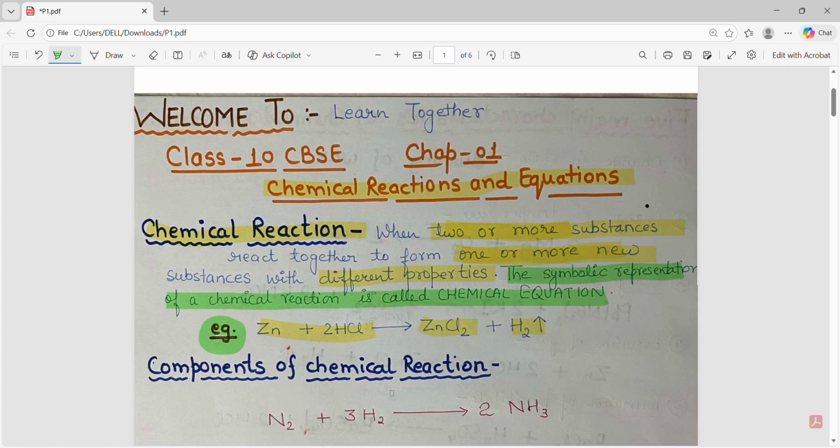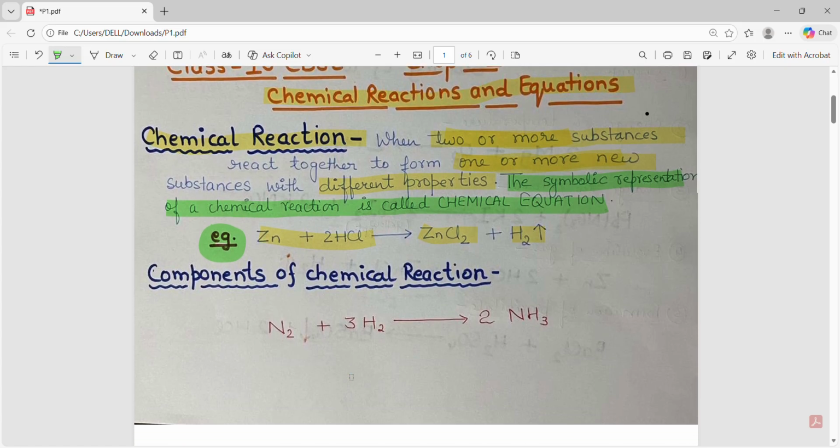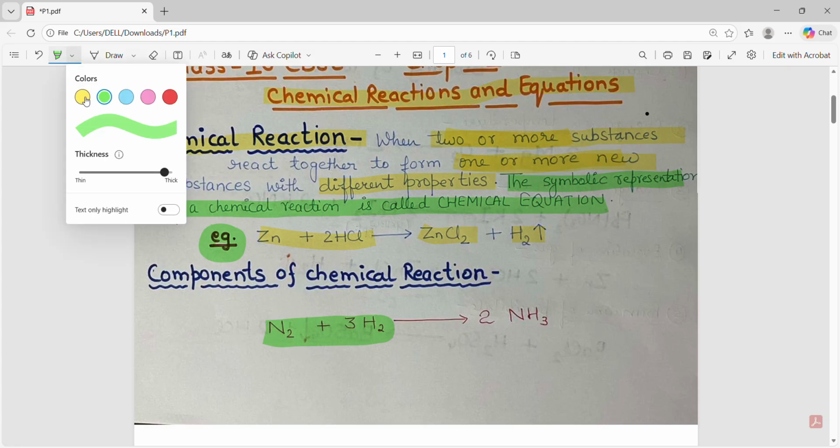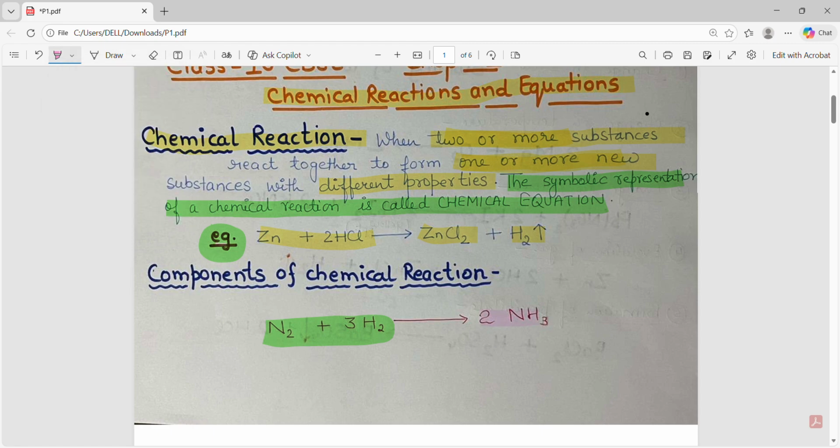Okay, now moving towards our next topic, the components of a chemical reaction. The components of a chemical reaction are two. The part present on the left hand side of the arrow is known as the reactant part, which I am highlighting with a green color, and the part written on the right hand side of the arrow, which I am highlighting with pink color, is known as the product. Right hand side product and left hand side reactant. These are the two components of a chemical reaction.